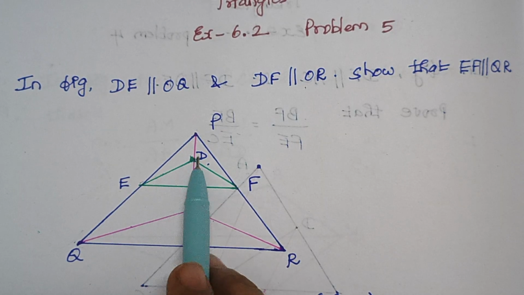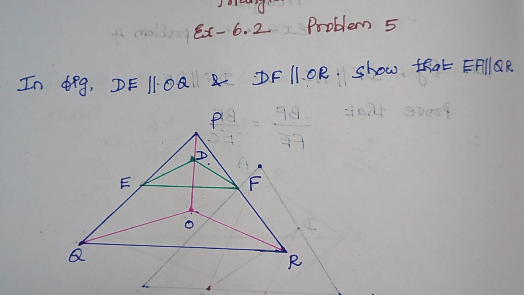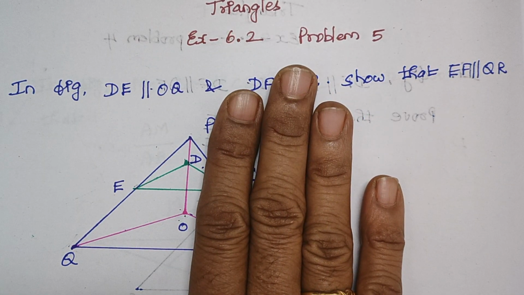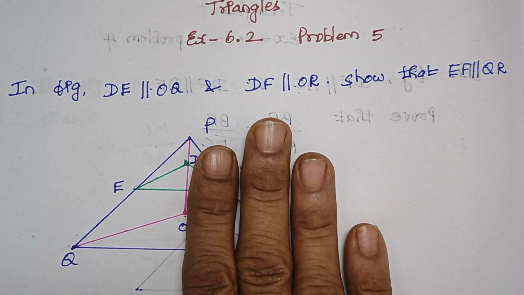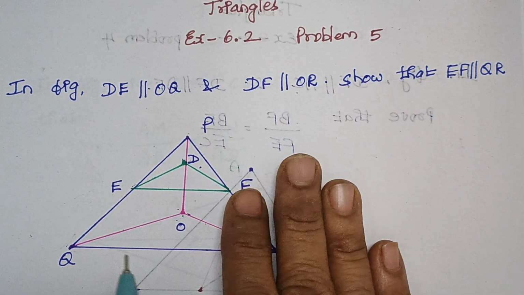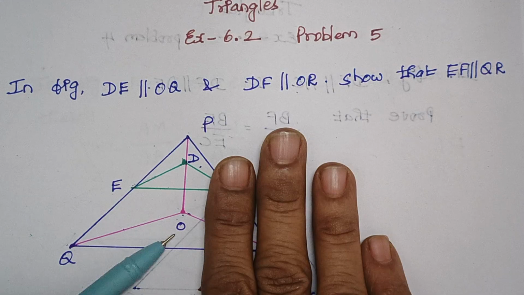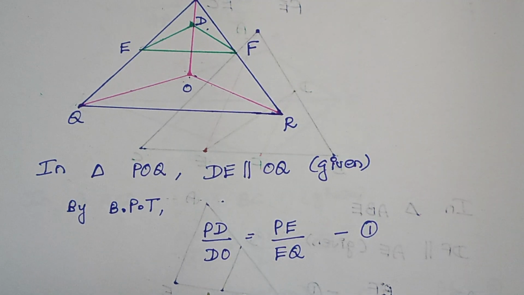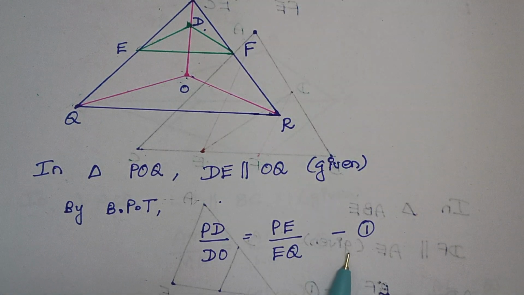So when ED is parallel to OQ, we can apply our basic proportionality theorem, right? Even you can hide like this. This is my triangle POQ, and ED is parallel to OQ. So when you apply basic proportionality theorem, how can you write this? PE by EQ is equal to PD by DO, right? So this is what I had written here. By using basic proportionality theorem, this is the first equation which we are framing.